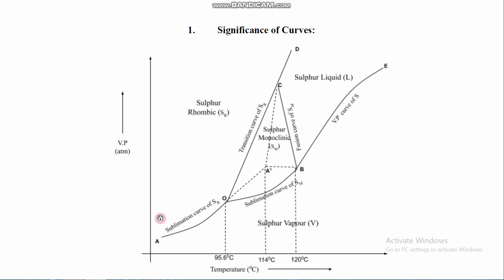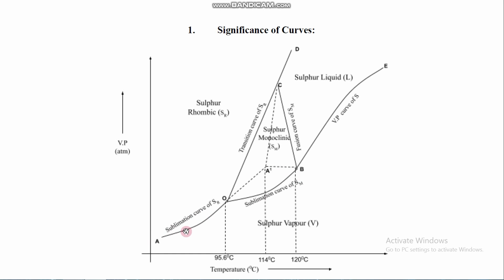So this is the phase diagram of the sulfur system. This is very important, and in this video we are going to study three parts: the significance of curves, the significance of areas, and the triple point. In this video we are going to study the significance of curves. The first curve is the AO curve.